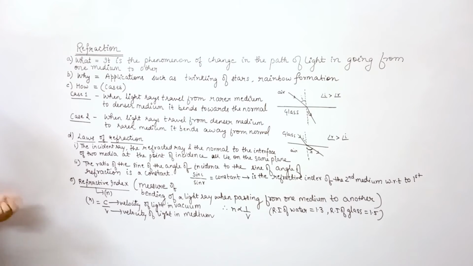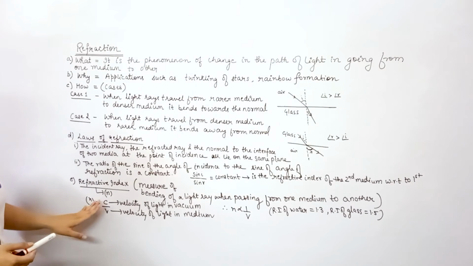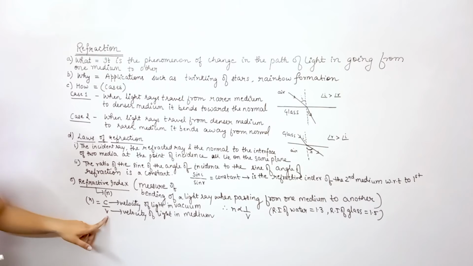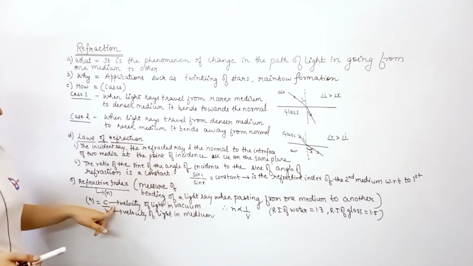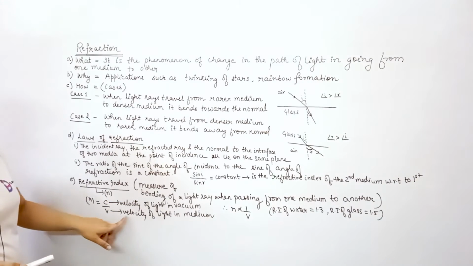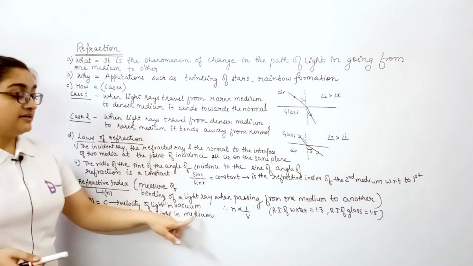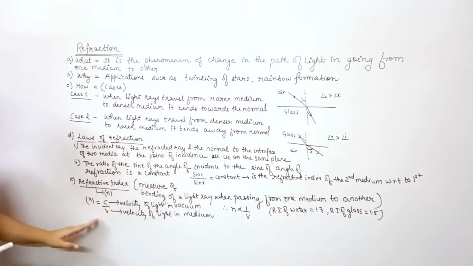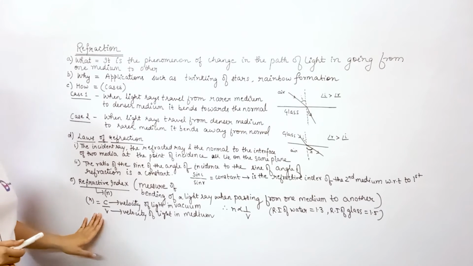Measurement of what? Bending of a light ray when passing from one medium to another. Clear? Now, how is it mathematically represented? Refractive index I have denoted over here as n. So, n is equal to c by v, where c refers to the velocity of light in vacuum and v refers to the velocity of light in medium. Fine? So, now this is the mathematical relation or representation for the refractive index.